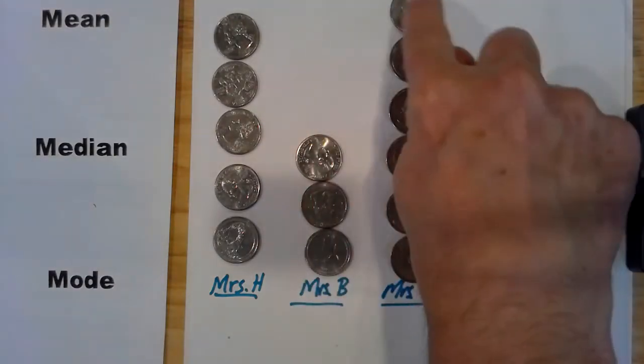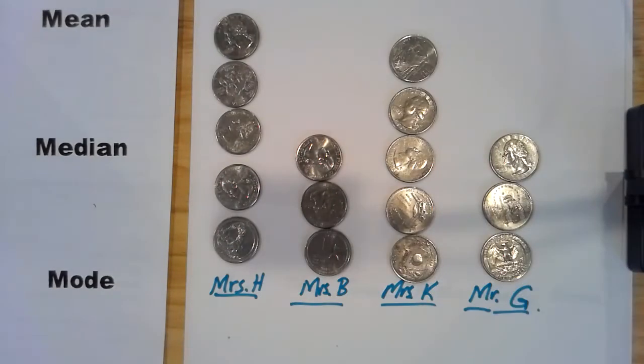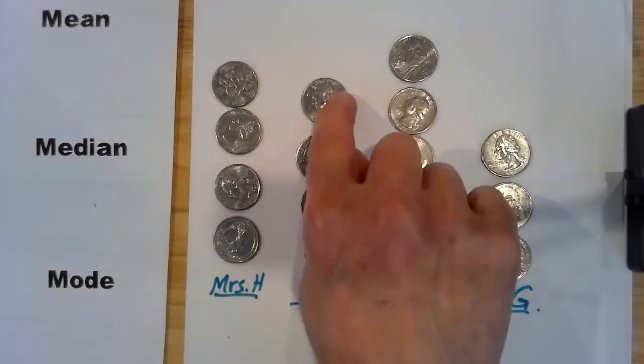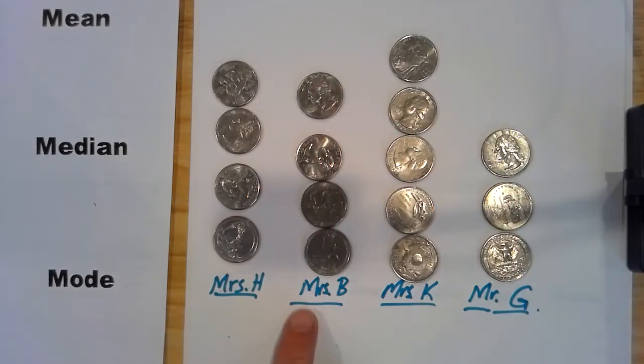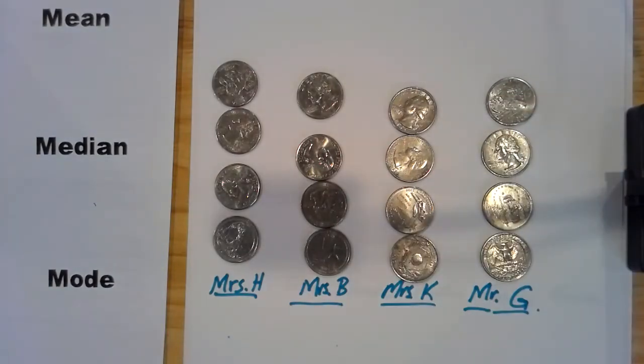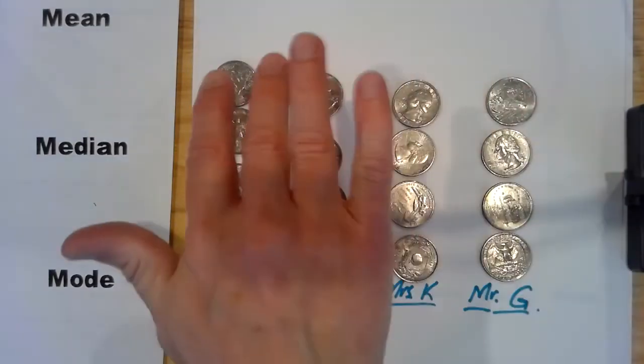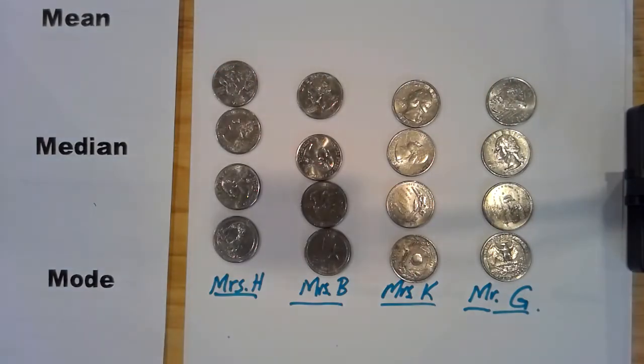So if I take a counter from the highest part on our bar graph, if we look at it that way as a bar graph, and redistribute it over to Mr. Greenfield, and I redistribute one of the higher ones from Mrs. Hagemeister's over to Mrs. Blake, and one from Mrs. Kelzer over to Mr. Greenfield, you can see now we're all level. We all have the same amount, 4 different counters.